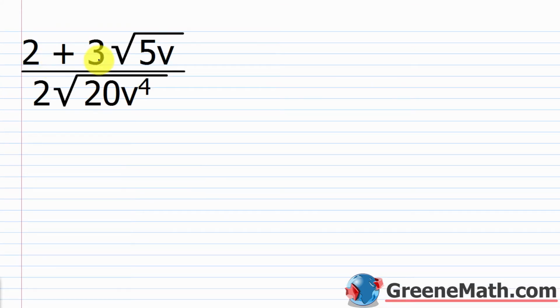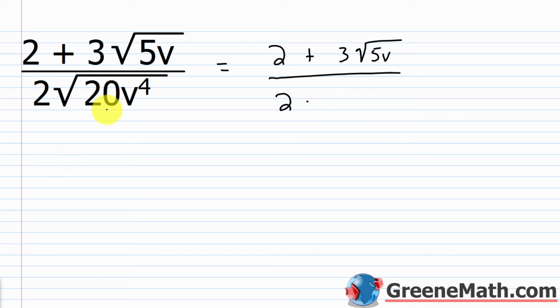So we have 2 plus 3 times the square root of 5v over 2 times the square root of 20v to the 4th power. So in the numerator, nothing really to simplify. So just 2 plus 3 times the square root of 5v. Now in the denominator, we have 2 times, for the square root of 20v to the 4th power, we'll break that up into the square root of 4 times the square root of 5 times the square root of v to the 4th power. So we can do some simplifying now.